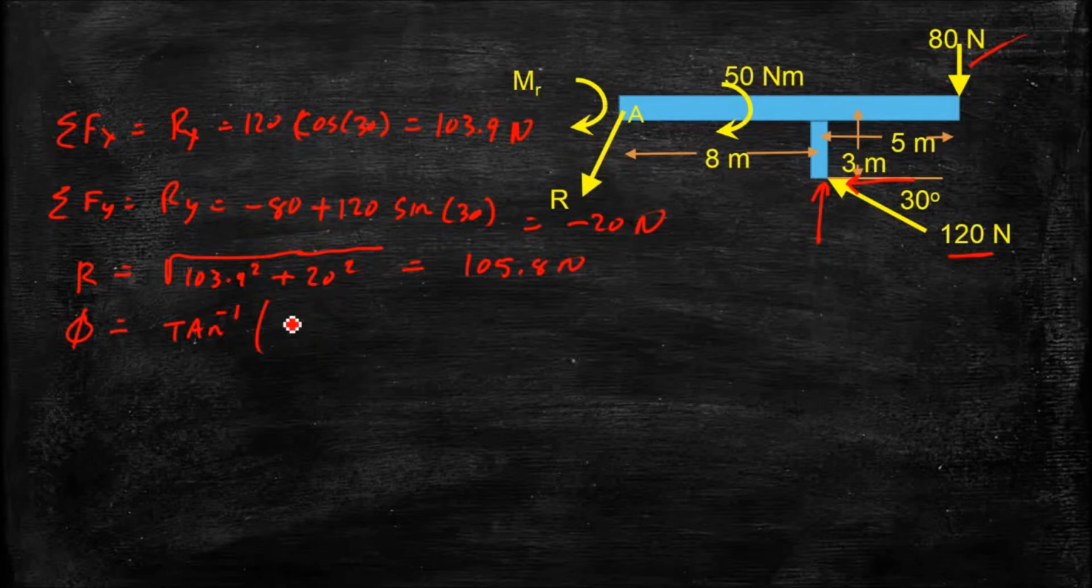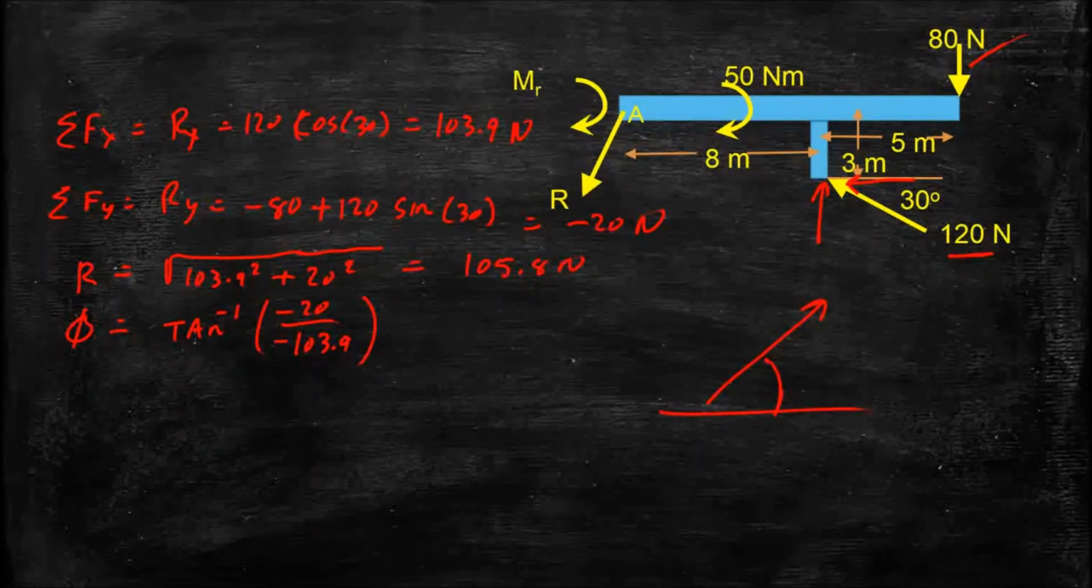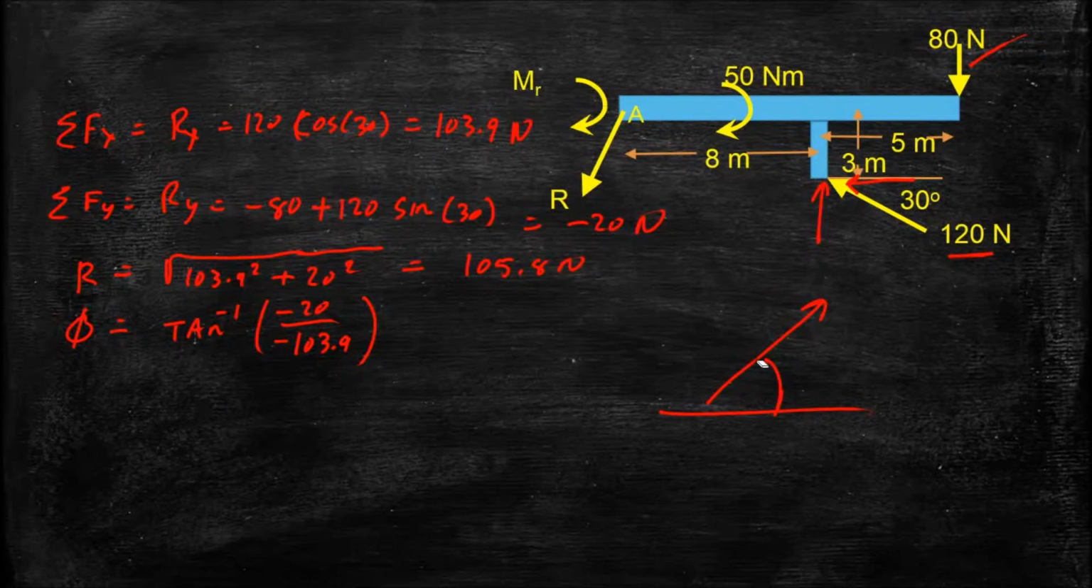And for our angle, theta, that's going to be equal to the inverse tangent of the Y component, minus 20, over the X component, minus 103.9. And again, we want to be careful what quadrant we put this in, because if I just do minus 20 divided by 103.9, I get a positive number, which would lead me to an angle that puts it in this quadrant. On your calculator or in MATLAB like I did it, they have a command.